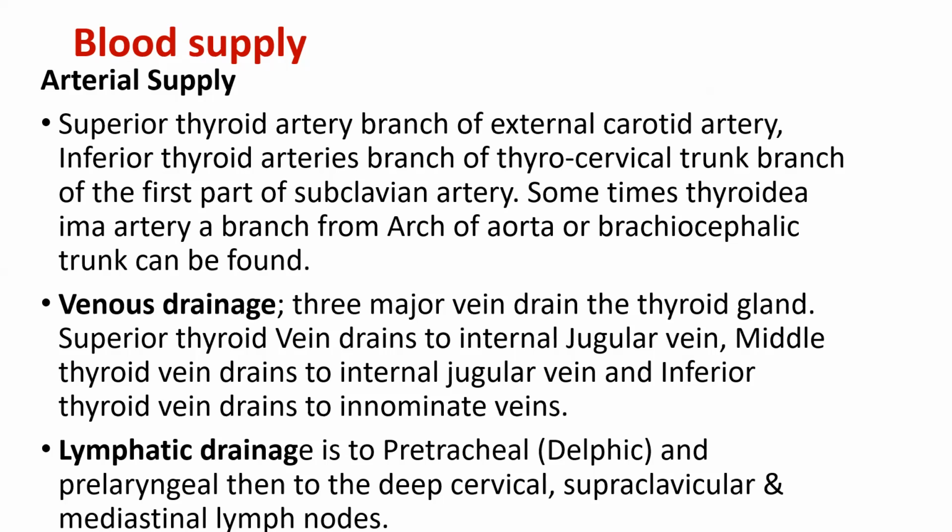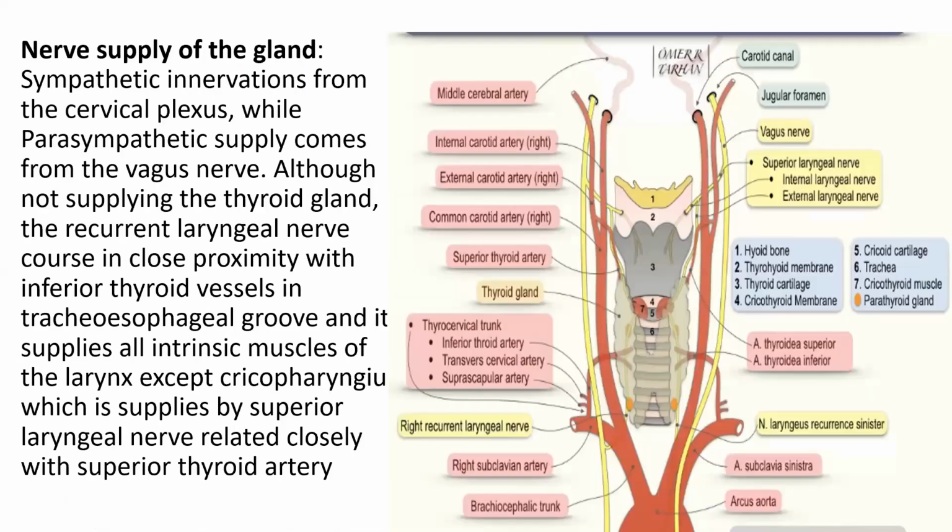The lymphatic drainage is also from the pretracheal, which is sometimes called Delphian, and perilaryngeal nodes, draining into the deep cervical, supraclavicular, and also mediastinal lymph nodes. For nerve supply, sympathetic innervation is from the cervical plexus, but parasympathetic comes from the vagus nerve. You can see the demonstrations in the picture here on the right side.